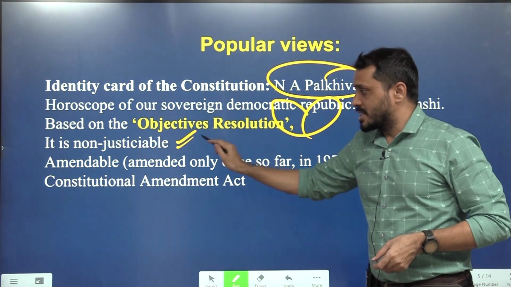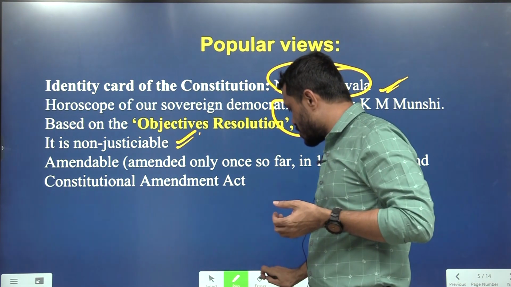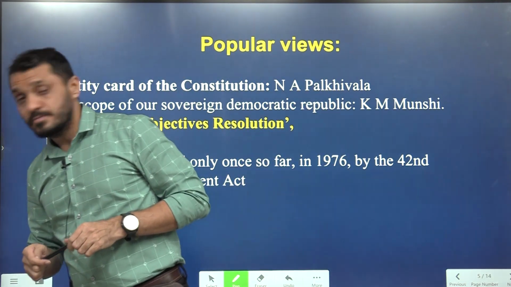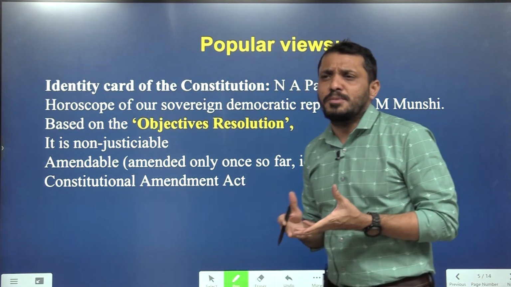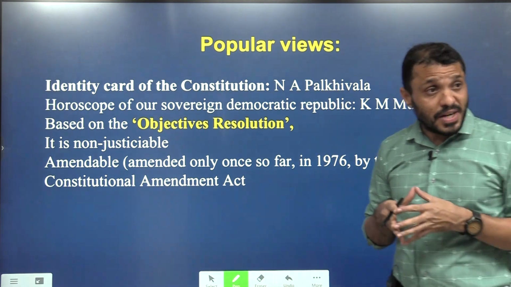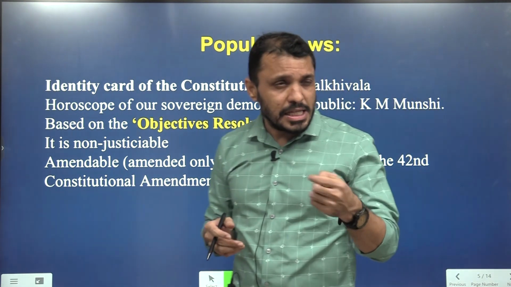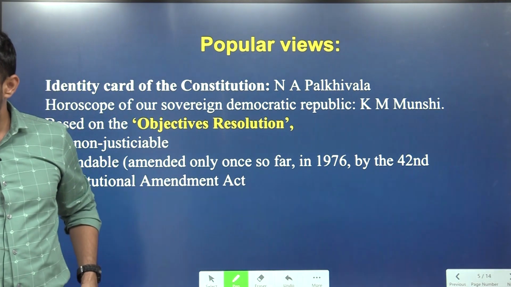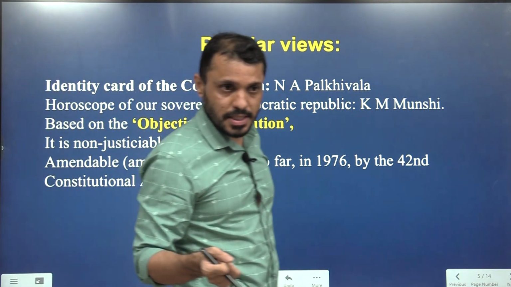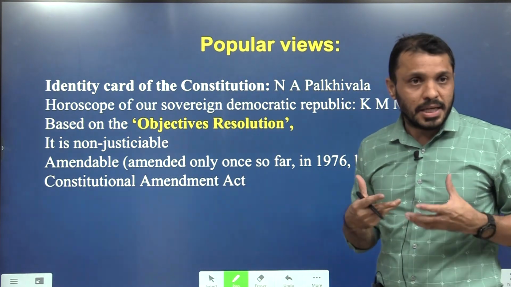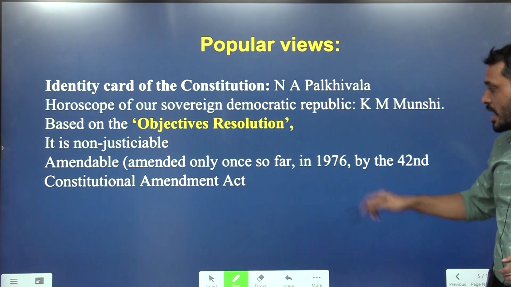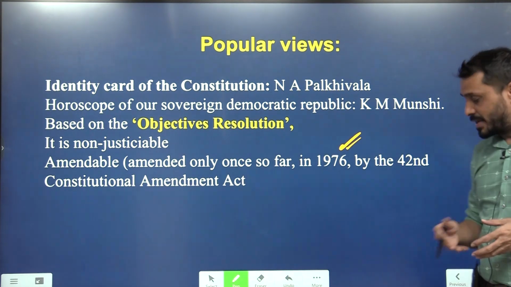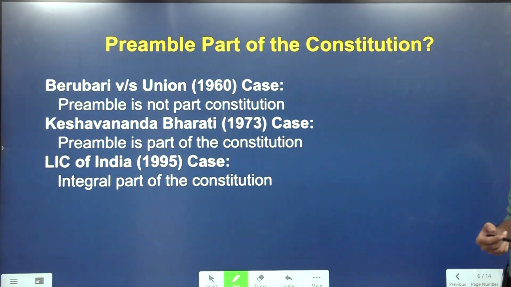Next, it is non-justiciable. What does non-justiciable mean? If it is not enforceable, you cannot go to court. Whereas, for example, with fundamental rights, if they are not enforced, can you go to court? Yes. Which article? Supreme Court: Article 32. High Court: Article 226. You can get the writs. But here, you don't have that kind of power. And the preamble is amendable. Of course, we amended it through the 42nd Constitution Amendment Act in 1976.